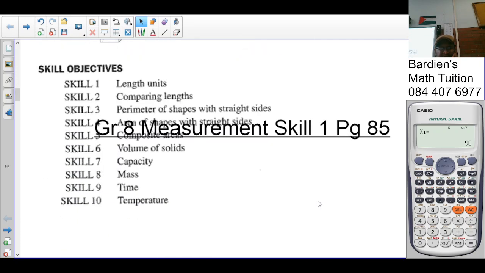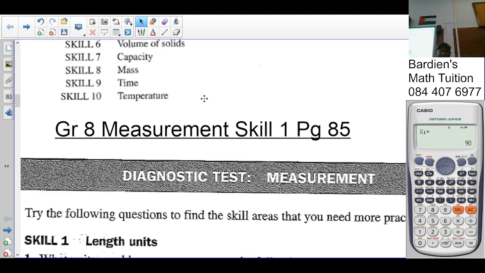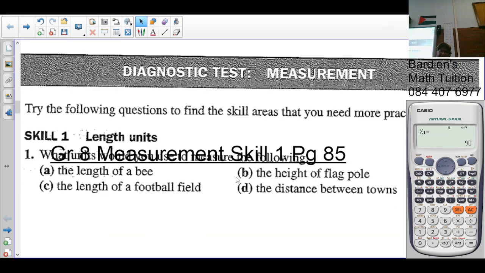So in this chapter we're going to look at length units, skill 1, skill 2 comparing length, skill 3 perimeter of shapes with straight sides, area of shapes with straight sides, composite areas. I think that would be something some of you haven't done yet. Volumes of solids, capacity, mass, time and temperature. Okay, so that is what we're going to look at in this chapter.